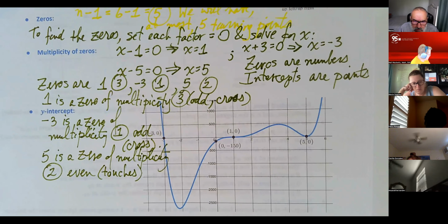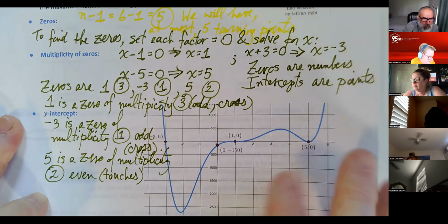Let's find a blank form. Let me print one out just real fast. Or actually, we don't need to.